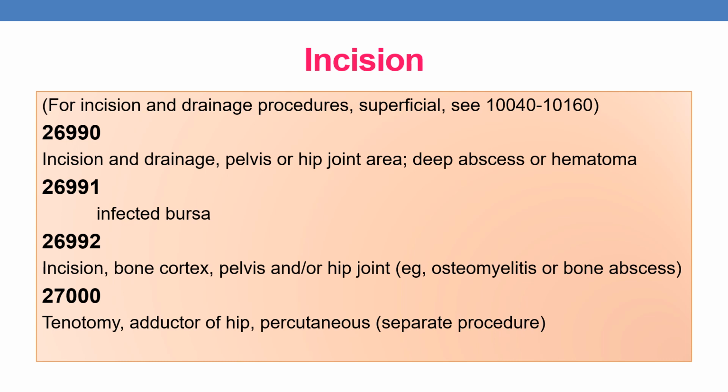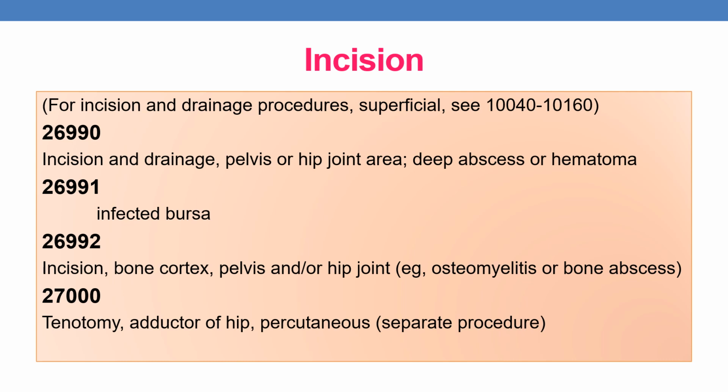For incision and drainage procedures, superficial, you need to refer 10040 to 10160. And coming here, the first CPT is 26990. Incision and drainage, pelvis or hip joint area, deep abscess or hematoma. The next is 26991. It deals with incision and drainage, pelvis or hip joint area, infected bursa. The next CPT is 26992. It deals with incision, bone cortex, pelvis and or hip joint. For example, to treat osteomyelitis or bone abscess.